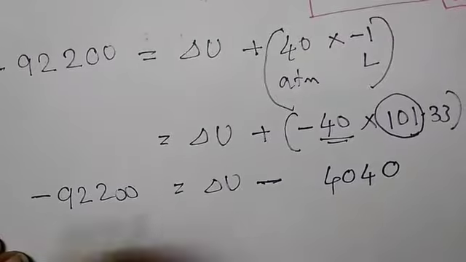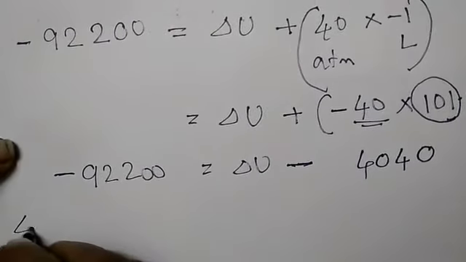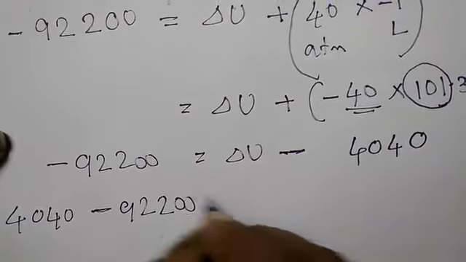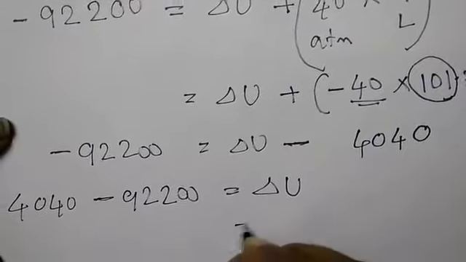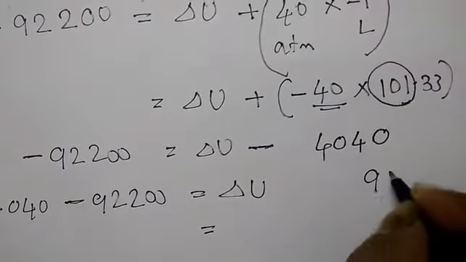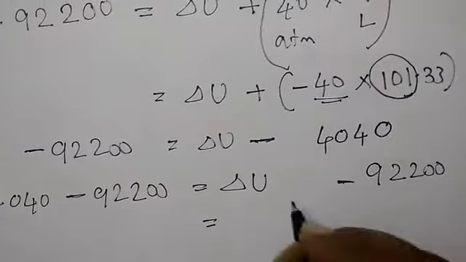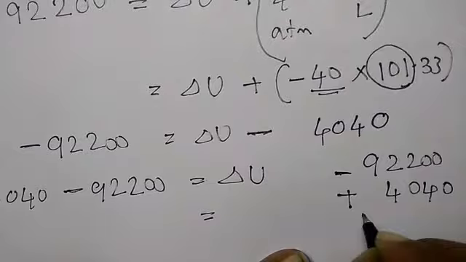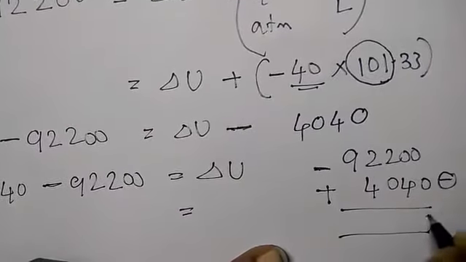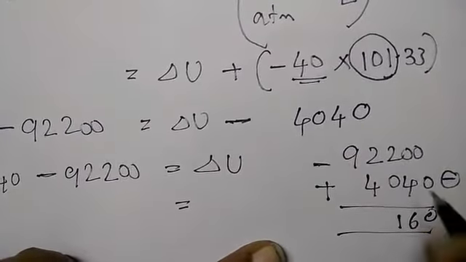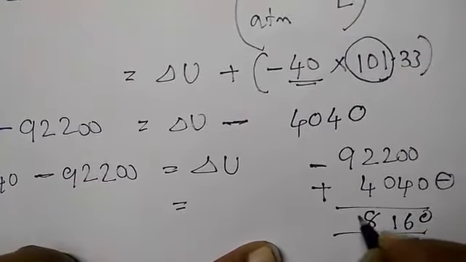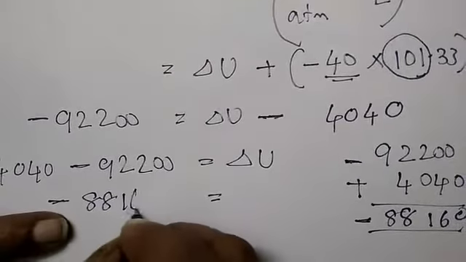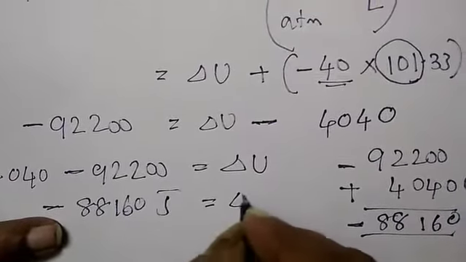So this is the equation. Bring it over here, minus becomes plus. So minus 92,200 plus 40 is equal to delta U. Find the difference. For convenience I am putting the subtraction here. This is a minus sign, this is a plus sign. Since the signs are different, we have to go for subtraction. So I am writing minus 88,160 joule is equal to delta U.